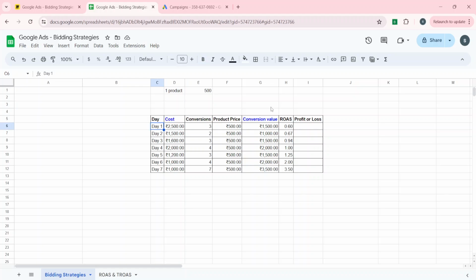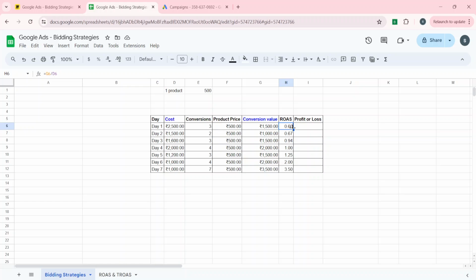On day one you have spent 2,500 rupees on advertising and you got three conversions. The product price is 500 rupees. As there is only one product, everything is 500 rupees only. So the conversion value, that is the revenue you have generated, is 1500 rupees. So what will be the ROAS? That is conversion value by cost. 0.60 is the ROAS.